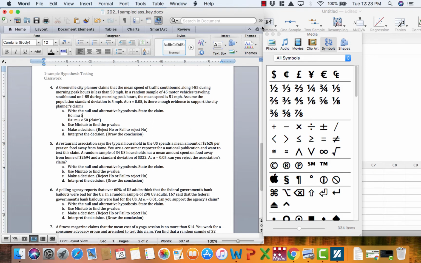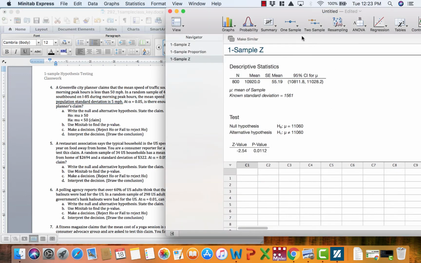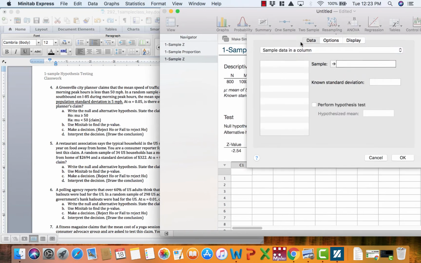Here we go. So mu greater than or equal to 50. All right, is this going to be Z or T? And again, we get this sentence in here about the population standard deviation. So this is going to be Z.